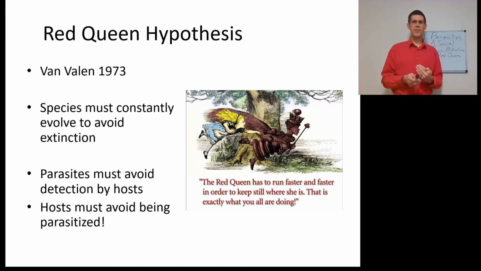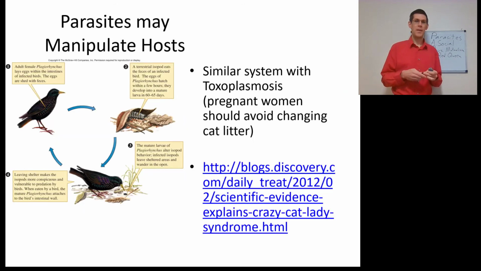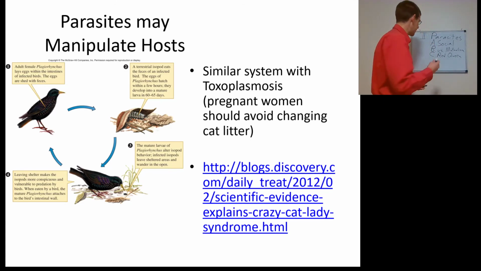So the Red Queen hypothesis comes from this Alice in Wonderland example, where the Red Queen must run faster and faster just to stay where she is. And the Red Queen hypothesis is that parasites and hosts are in an evolutionary race just to stay in their same interaction. And neither wants to be in a race, but they both are because both want to get rid of the other. Then there's parasites that can manipulate their host.